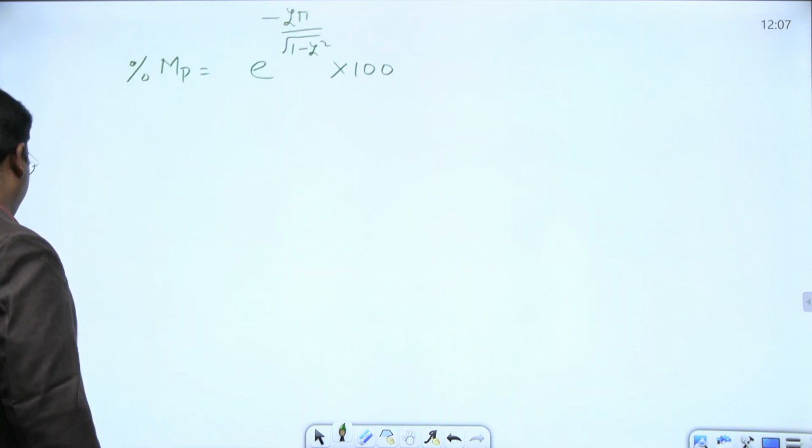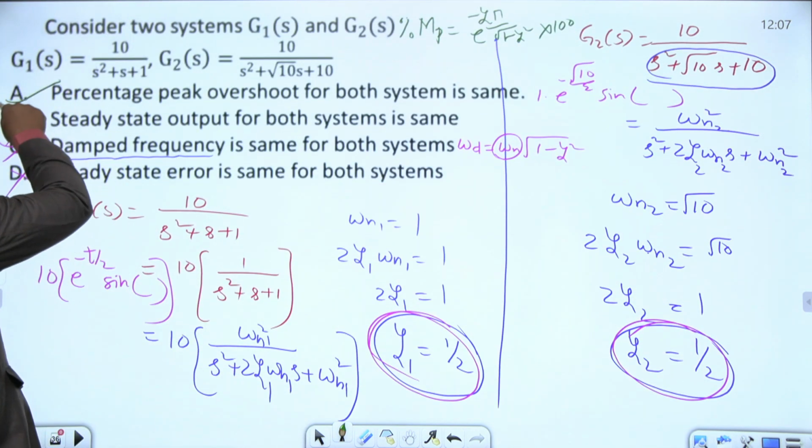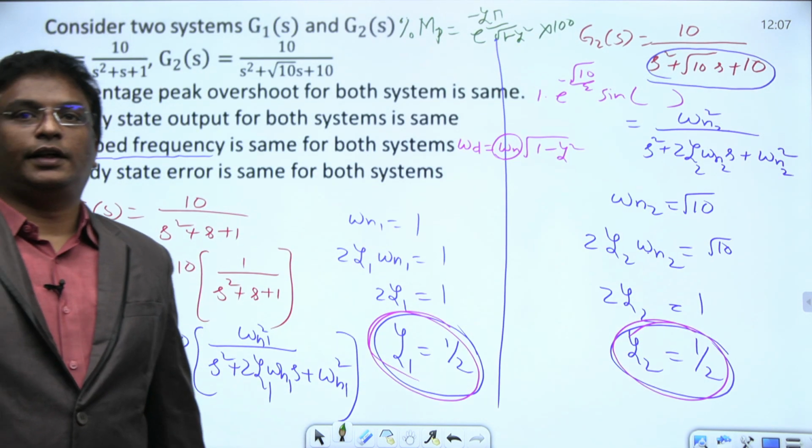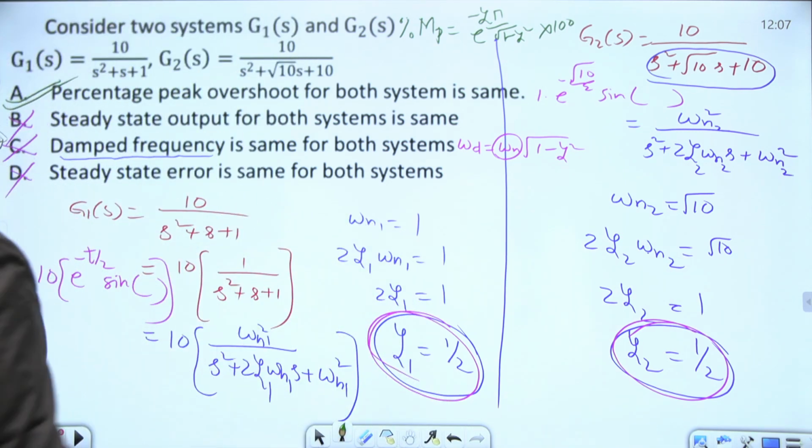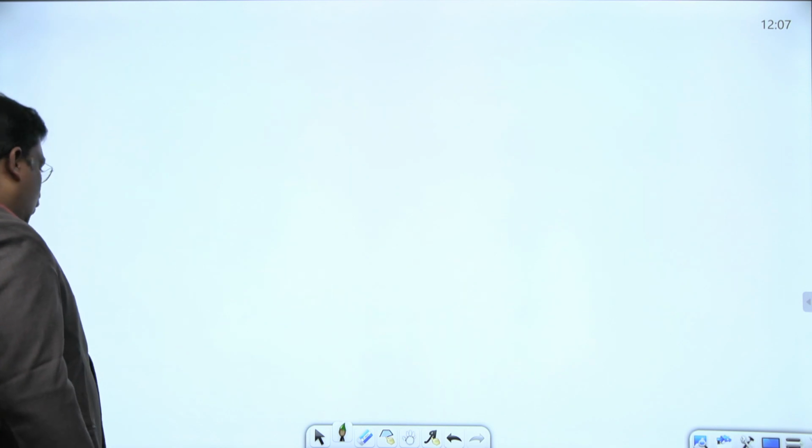What is the correct answer? Tell me. This is the correct answer. Percentage peak overshoot for both the systems is same. That's all, right? Very good. Let's move on to the next question here.